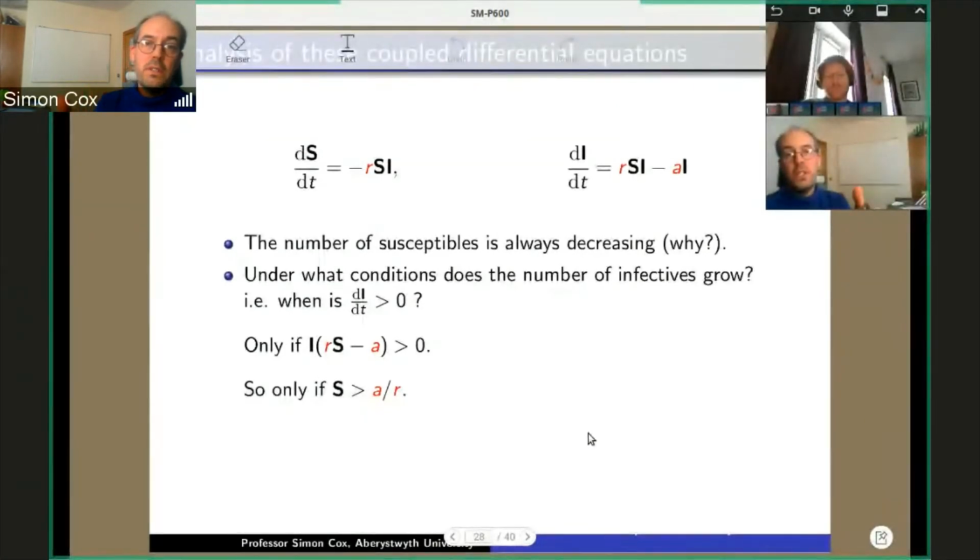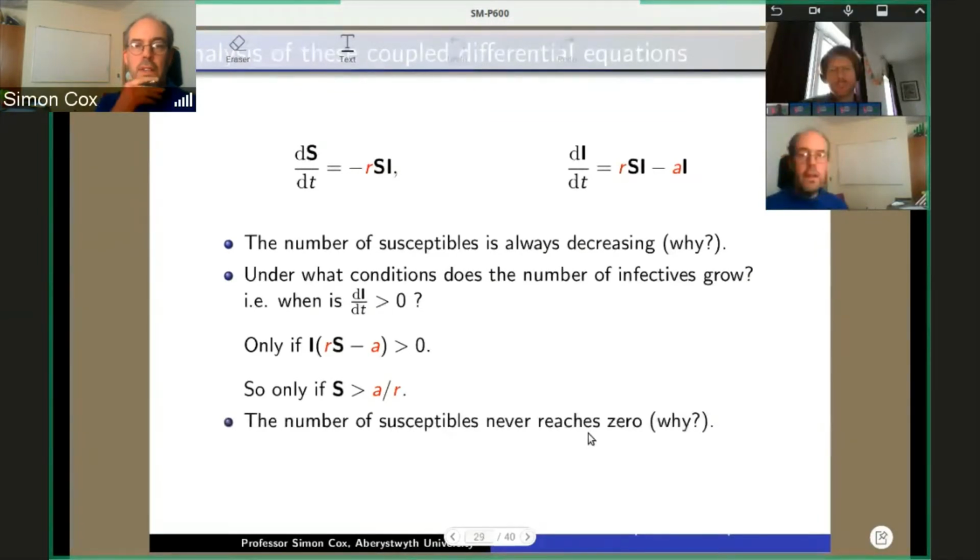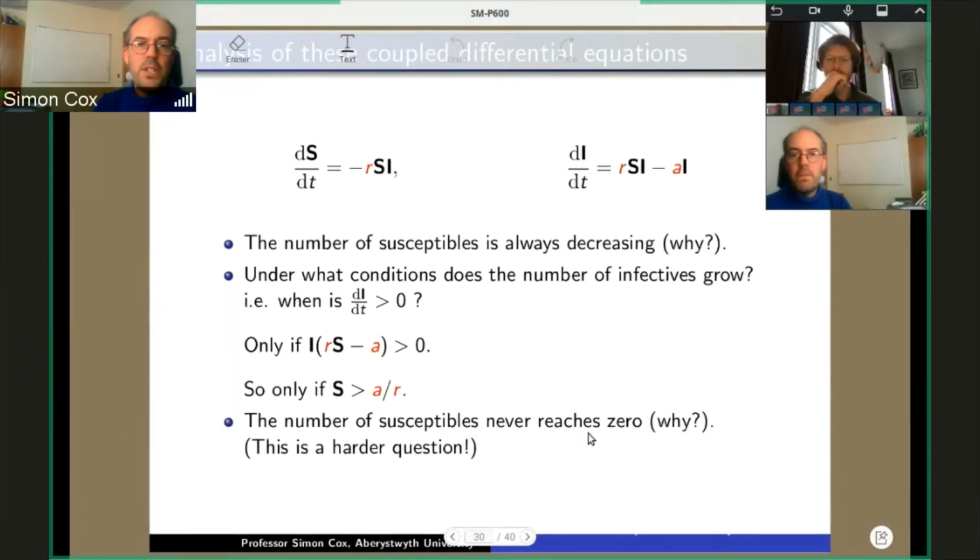And so you see that there are two parameters, but the important thing is their ratio. The ratio of the removal rate to the contact rate. And that's key. That's the key idea from this model. And yet we've not solved anything to come to this conclusion. We've just looked at the equations. Third question. This is a hard question. Why does the number of susceptibles never reach zero? So I'm going to let you think about that, and I'll come back to it at the very end.